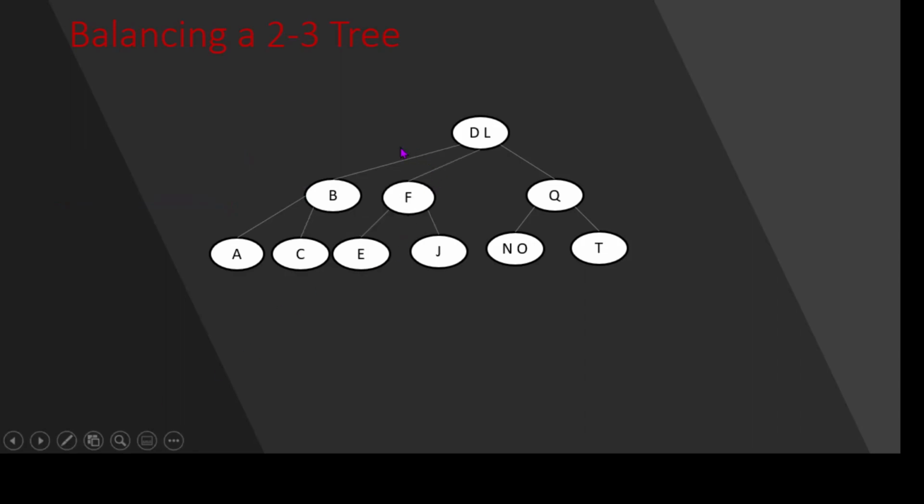And then you notice I split B and F, and they become more traditional tree structures that we're used to seeing. And then we have D and L up top as this double node. So we just continue to roll the middle value up until we get to the top. And then if we happen to get to the top and there's a 4 node up there, then we split that one as well. And basically everything at that point gets 1 level deeper. We increase the height of it by 1.